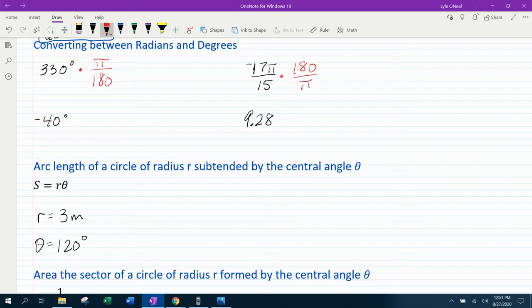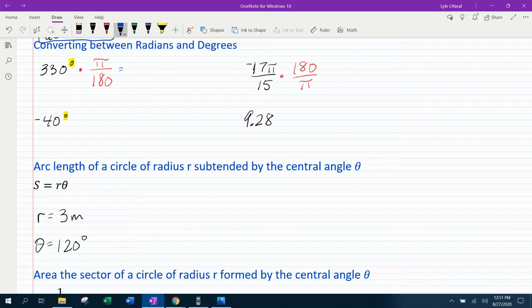Now, if you're wondering, how do I know if it's a degree or a radian? Well, it's from the degree symbol. If there's a degree symbol, then it's a degree. If there's no degree symbol, then it's a radian. That's how you know that it has nothing to do with pi. It has to do with whether or not there's a degree symbol. Okay?